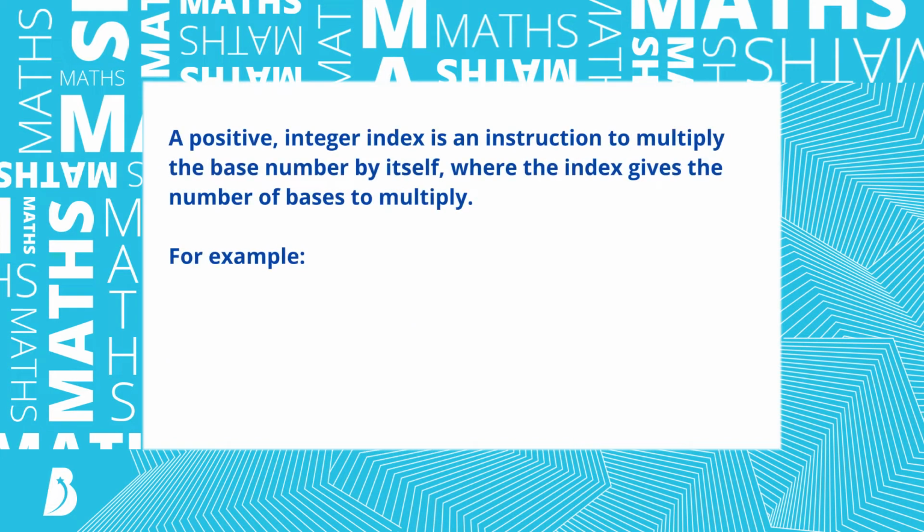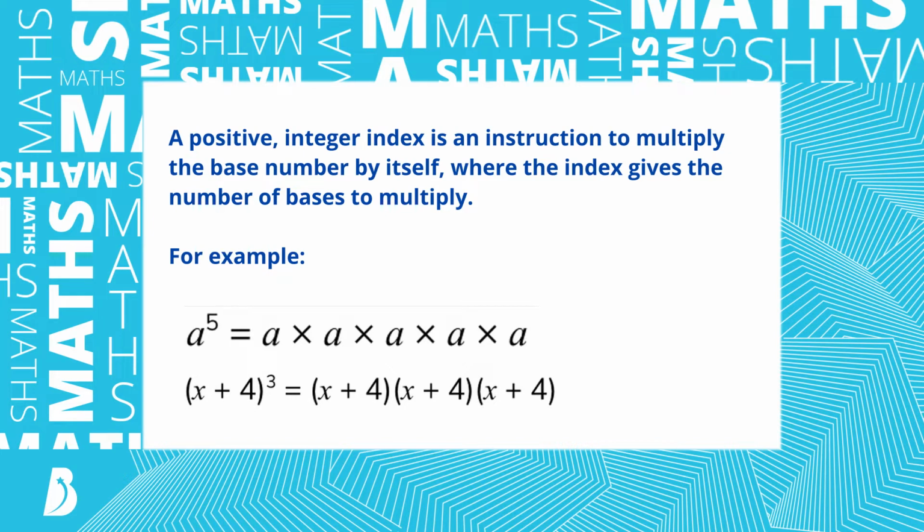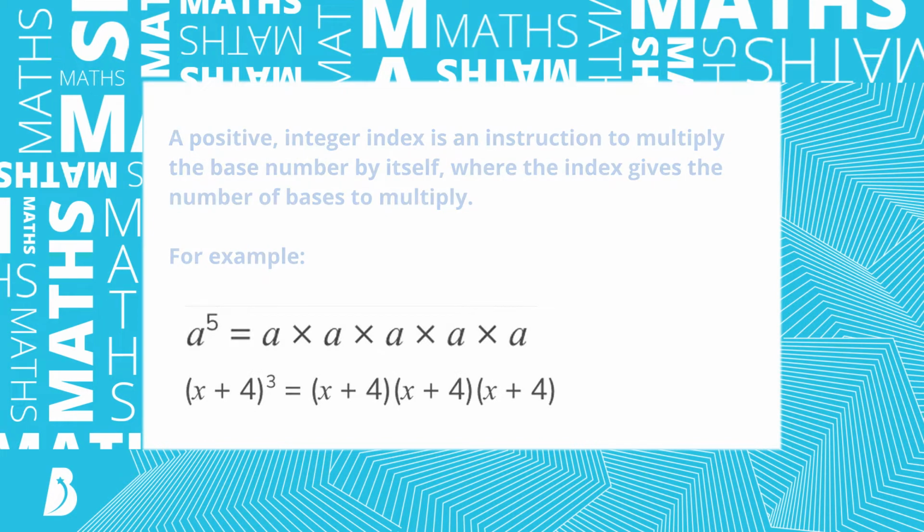A positive integer index is an instruction to multiply the base number by itself, where the index gives the number of bases to multiply. For example, a to the power of 5 means a times a times a times a times a. X plus 4 all cubed means x plus 4 times x plus 4 times x plus 4.